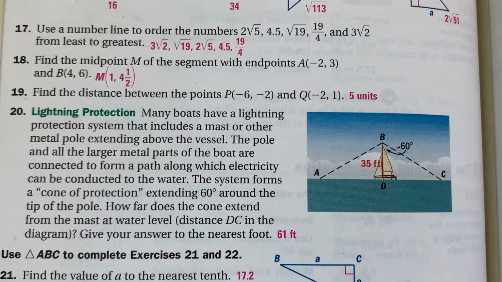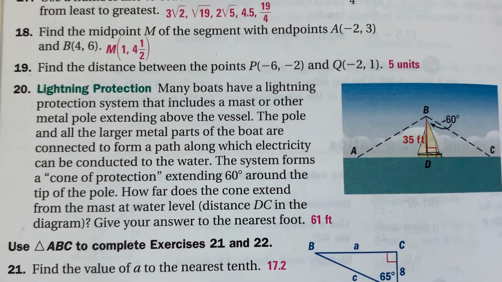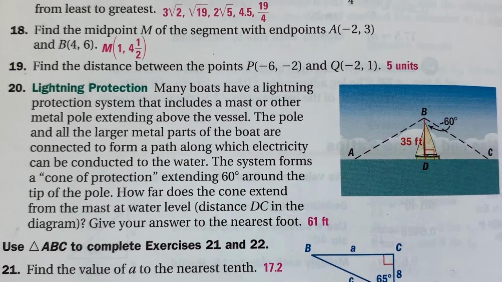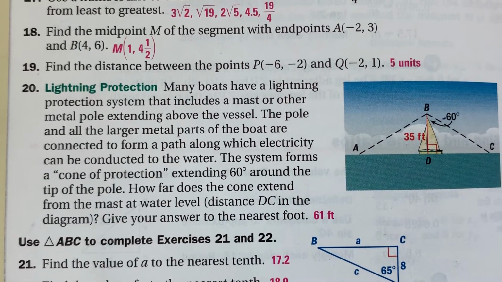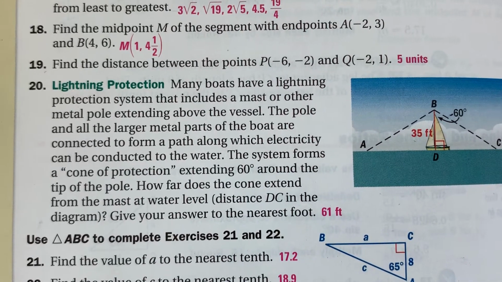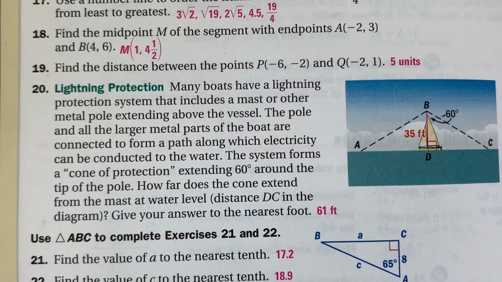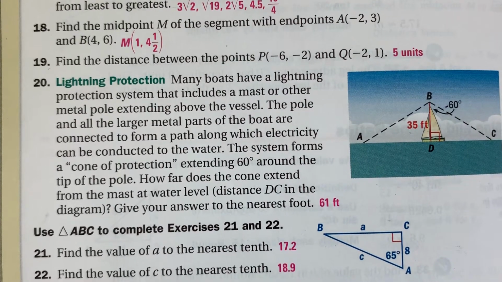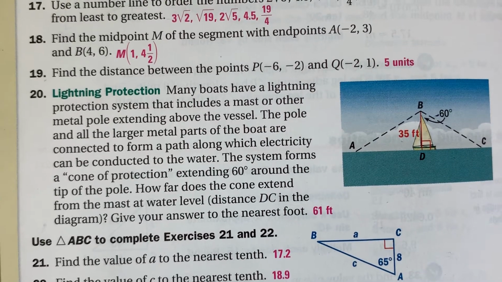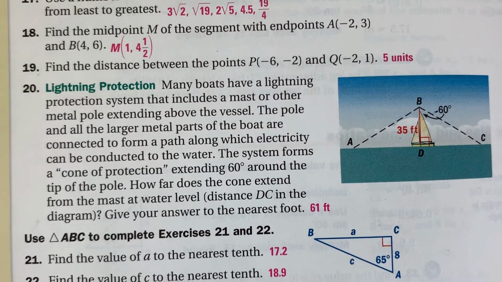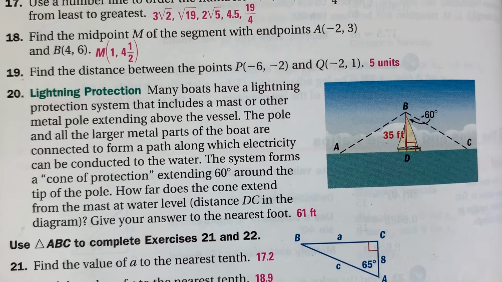Many boats have a lightning protection system that includes a mast or other metal pole extending above the vessel. The pole and all the larger metal parts of the boat are connected to form a path along which electricity can be conducted to the water. This system forms a cone of protection extending 60 degrees around the tip of the pole. How far does the cone extend from the mast at water level? And that's the distance DC in the diagram. Give your answer to the nearest foot.